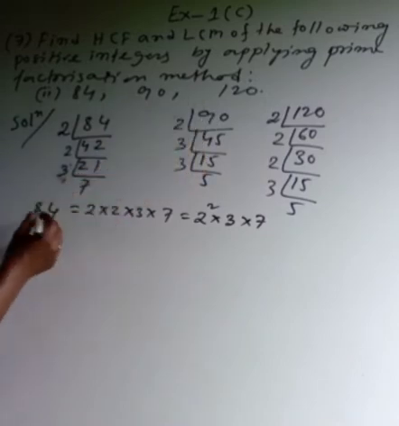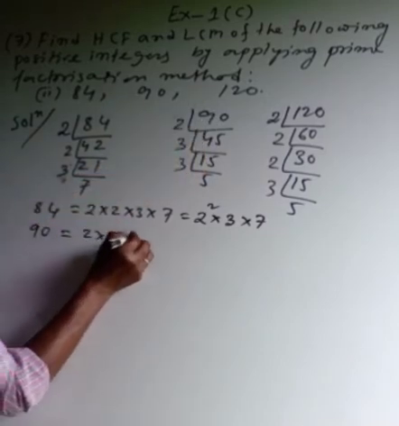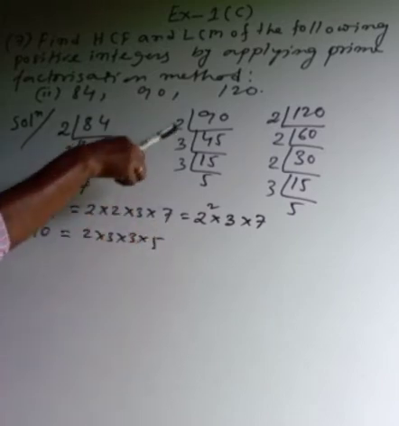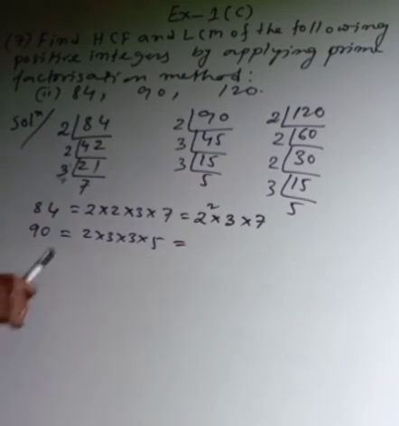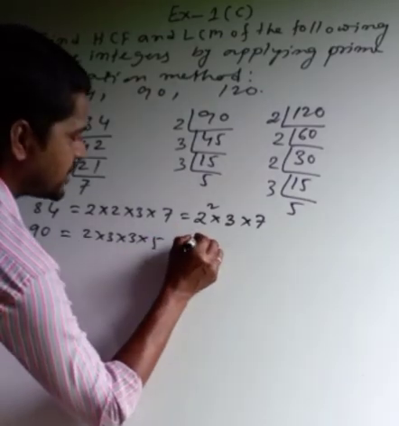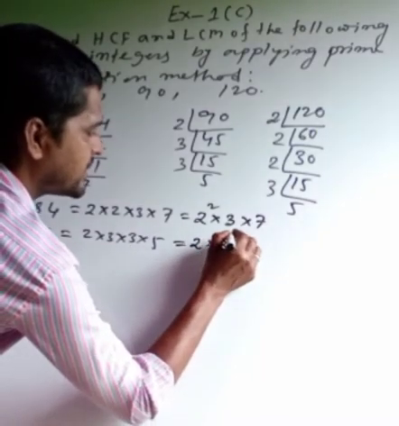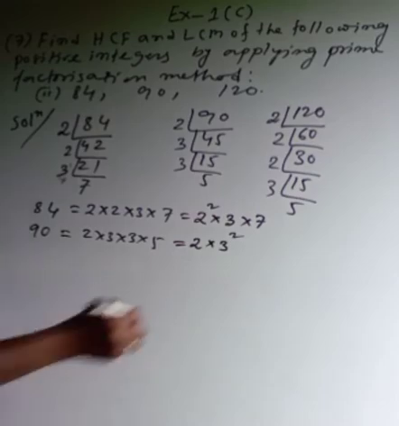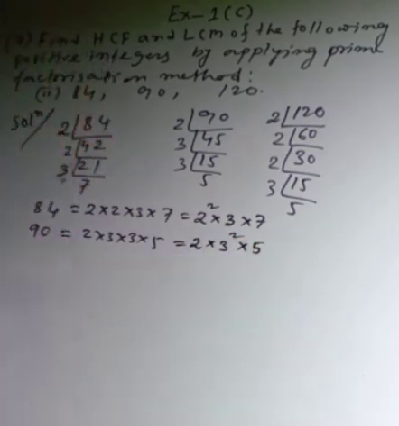Against this 90, we can write 2 into 3 into 3 into 5. It means we can see 2 how many times? Only 1 time. 3 how many times? 2 times, so we can write 3 to the power 2. And 5 how many times? Only a single time, so we can write only 5.